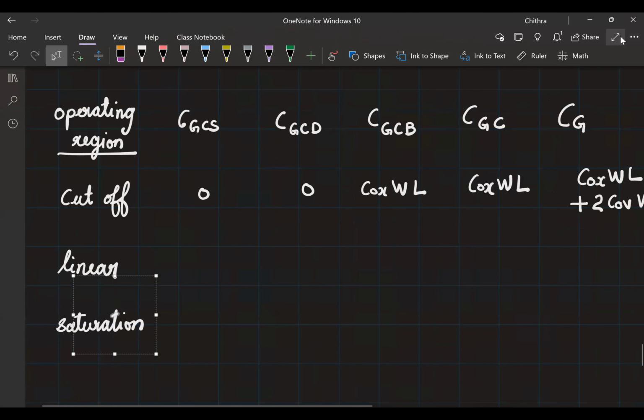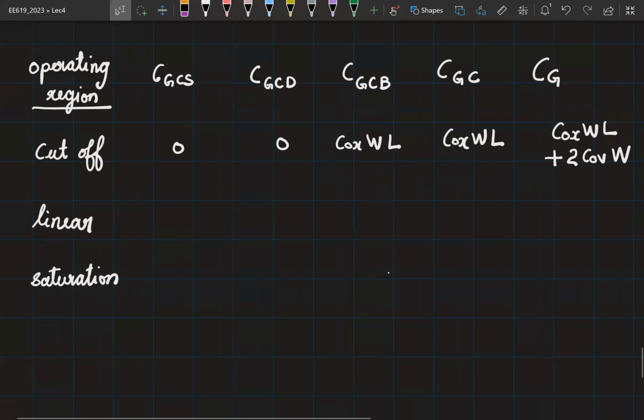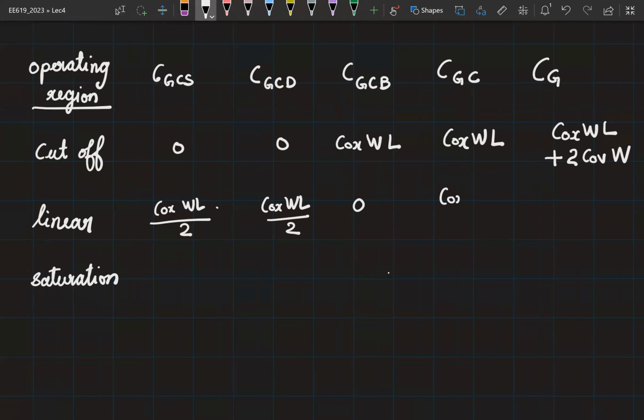So for the linear region, what is CGCS? It is WLCOX by 2. CGCD is the same. CGCB is 0. This is COX into WL. And the total capacitance becomes COX WL plus 2 times COV into W.